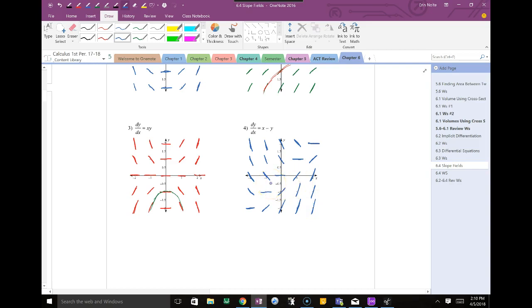So that one's kind of an interesting one. It kind of looks like it might have a vertical, or not a vertical, but a slant asymptote there. So something like that.